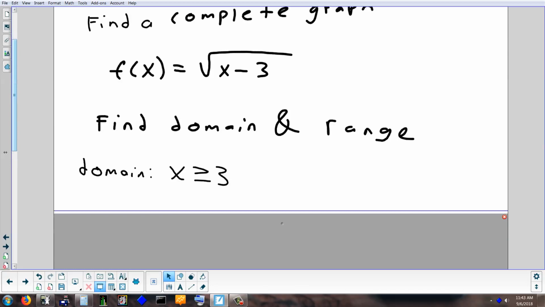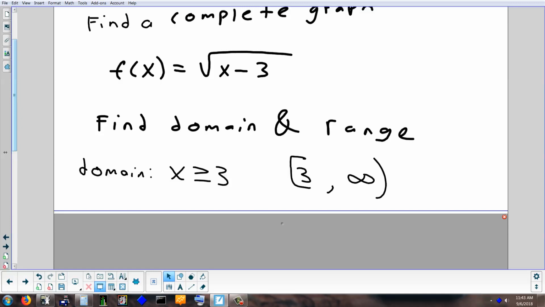So another way we can write it is using our symbol from yesterday. We can pick any number from 3. The bracket means equal to, including 3. So from 3 up to infinity. What I wrote on the right-hand side, that's called interval notation.